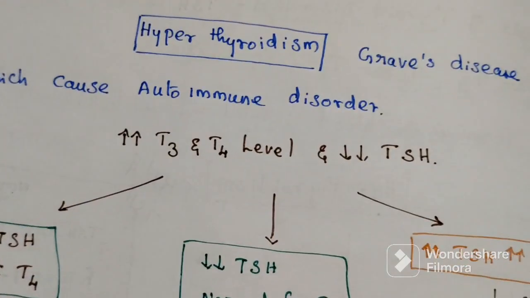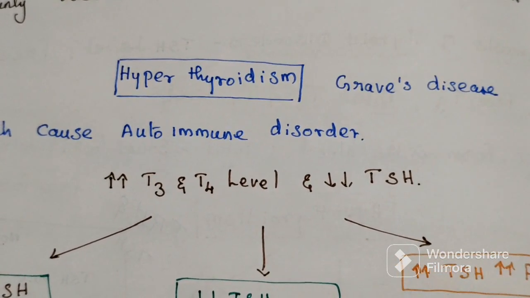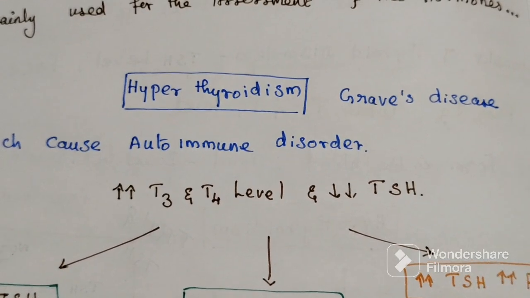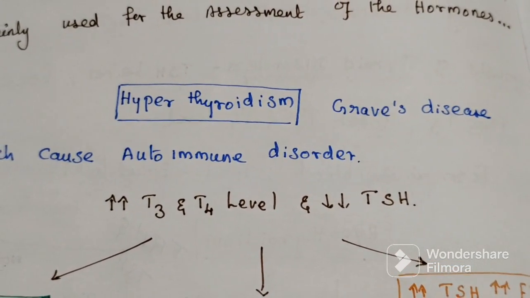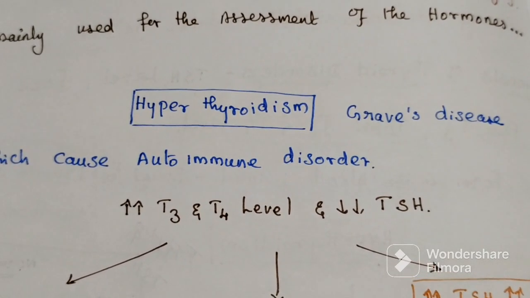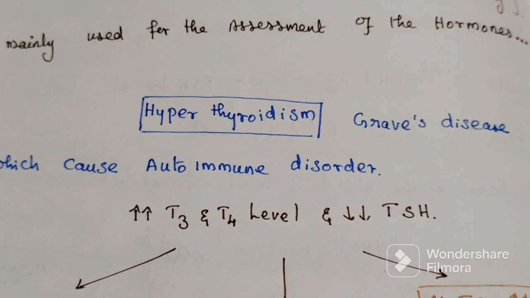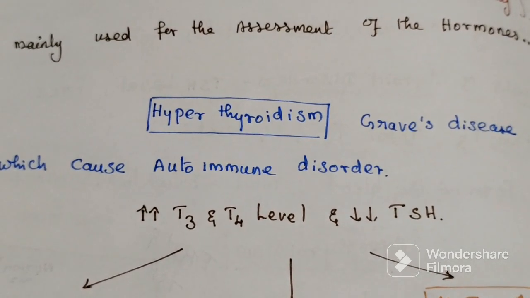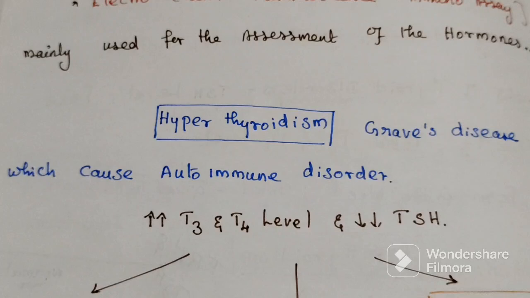Now in case of hyperthyroidism, there are various causes. Graves' disease is the important cause, which is an autoimmune disorder. What is meant by an autoimmune disorder? Instead of protecting our body's healthy tissue, our body causes destruction of the tissue.